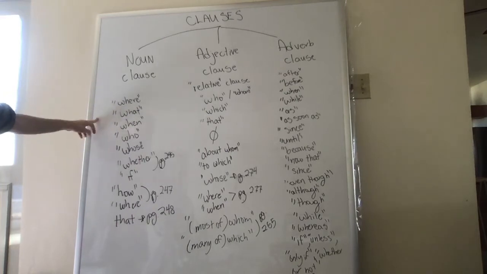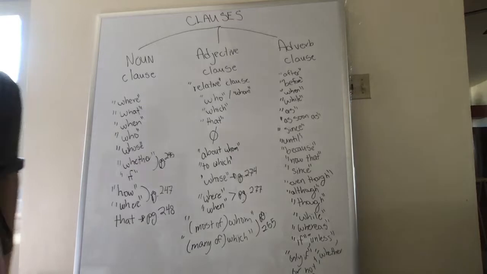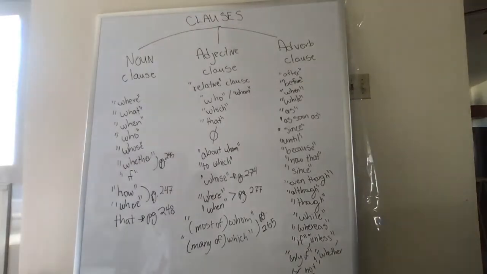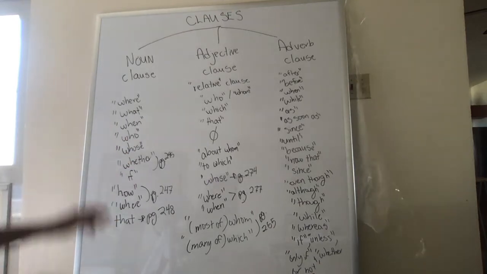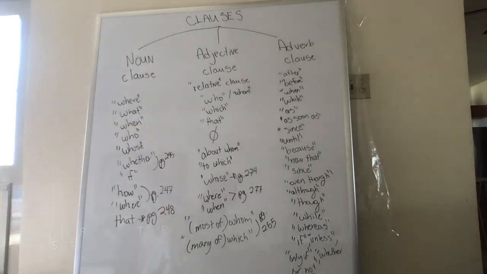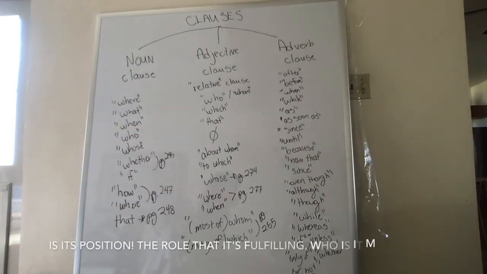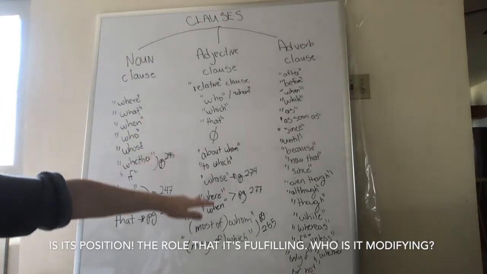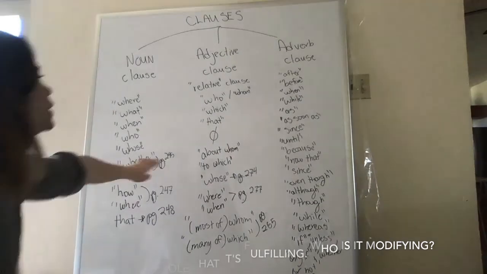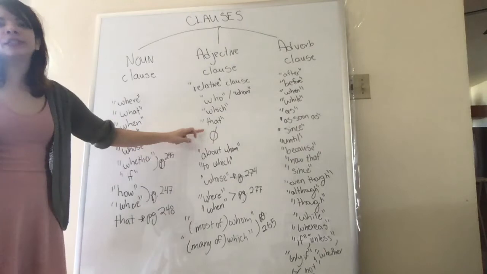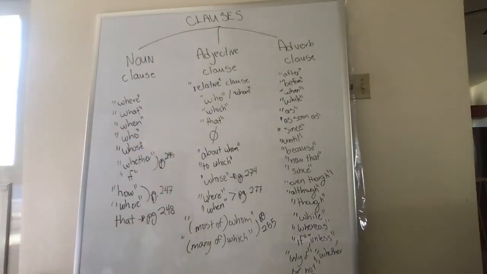So because there are a lot of overlaps, it is especially important that you understand how they function in a sentence, right? So ultimately, what's going to differentiate a noun clause from an adjective clause is its position in the sentence or the role that it's fulfilling. So is it fulfilling the role of the subject, or is it fulfilling the role of describing the subject? And important here, that maybe you don't see in the noun clause, is the option to have an adjective clause pronoun or not.